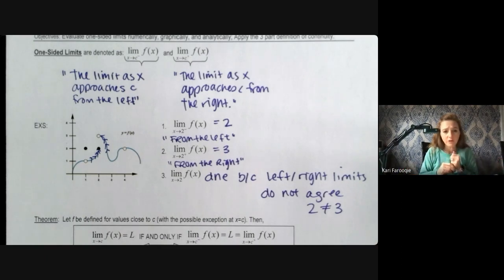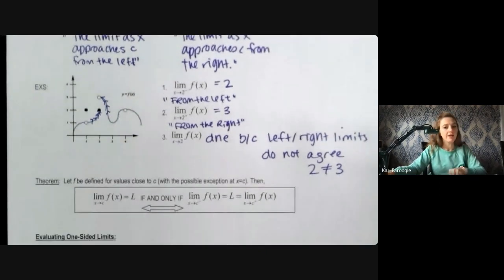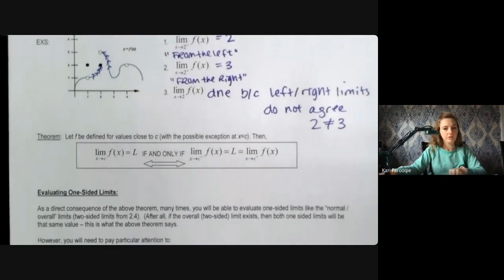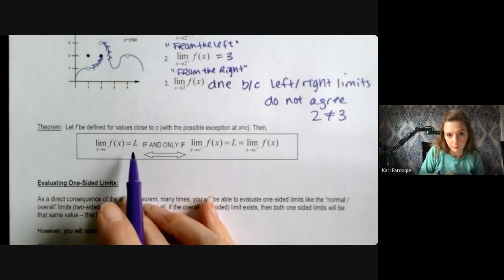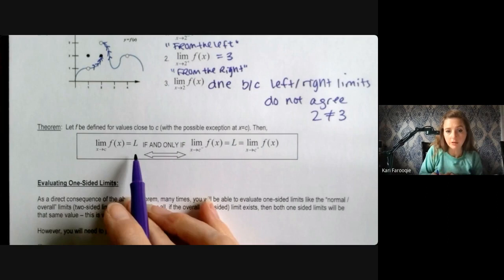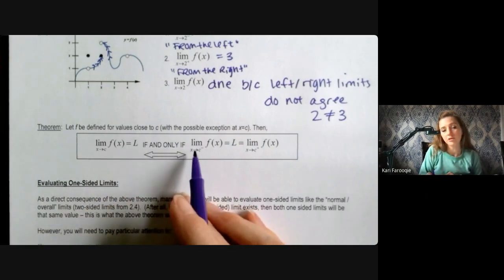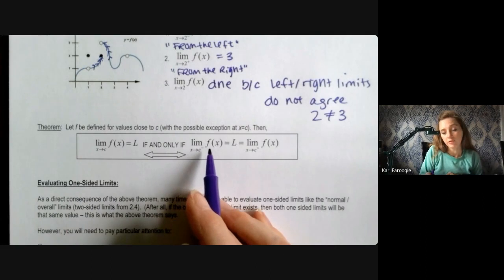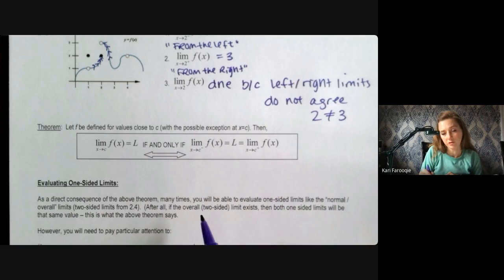Theorem. Let f be defined for values close to c with the possible exception at x equals c. Then we have the following. The limit as x approaches c of f of x equals L, some value L, if and only if, that means it works both ways, the limit as x approaches c from the left equals L, which also equals the limit as x approaches c from the right.